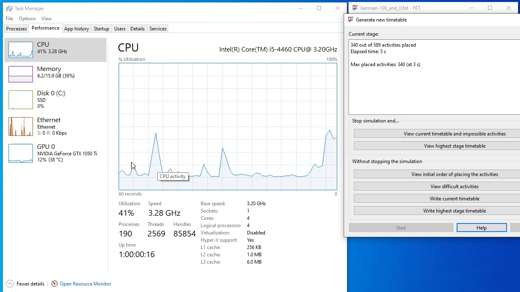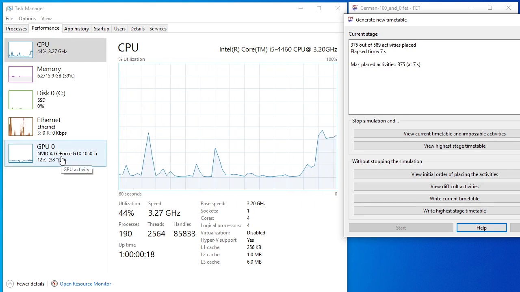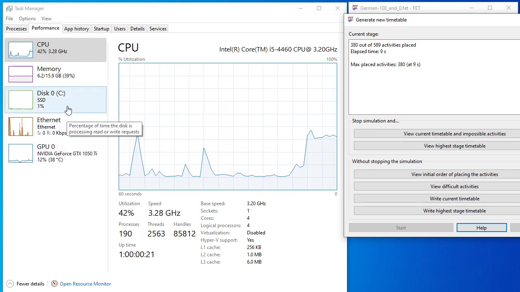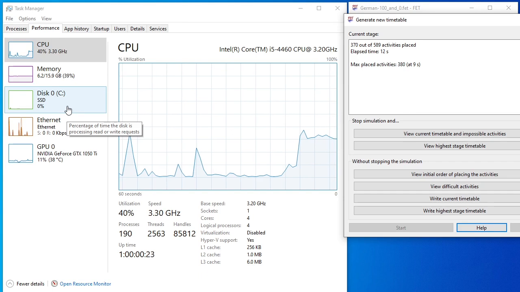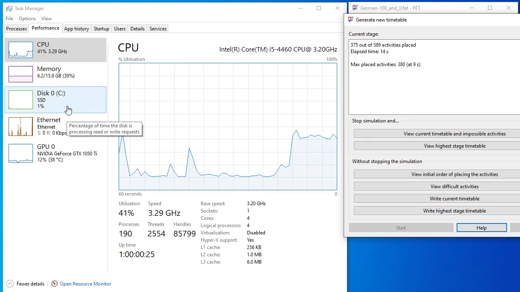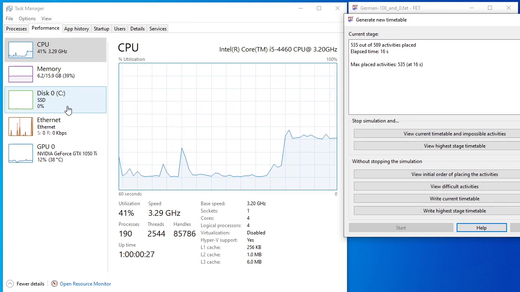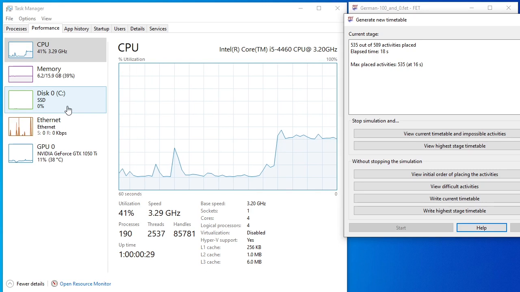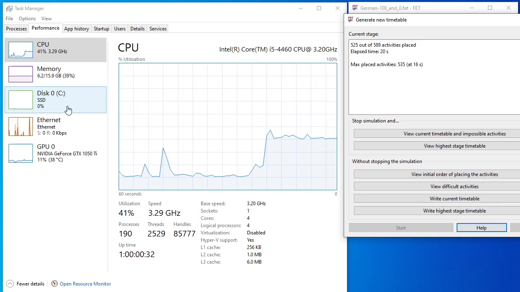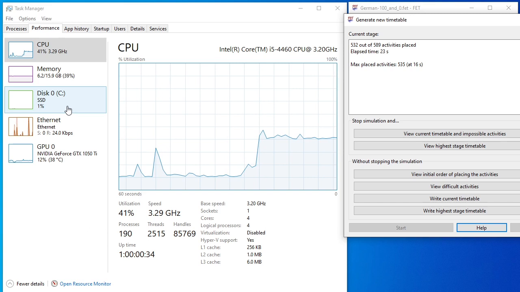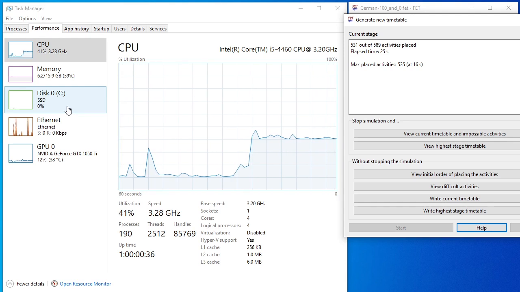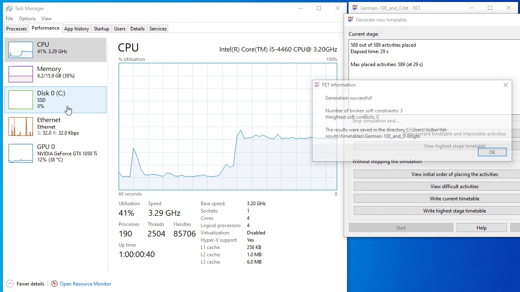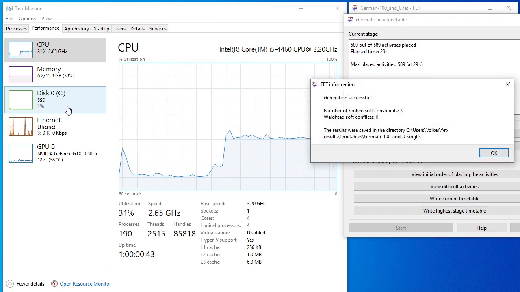As you can see, neither the graphics card nor the Ethernet nor the disk are used, so they have no impact on speed. The CPU is only partly used since it's a 4-core CPU. I will explain how to use all 4 cores in a later video. The memory is, of course, also used a little bit. So the speed should be affected by the CPU and the memory. Let's take a closer look.